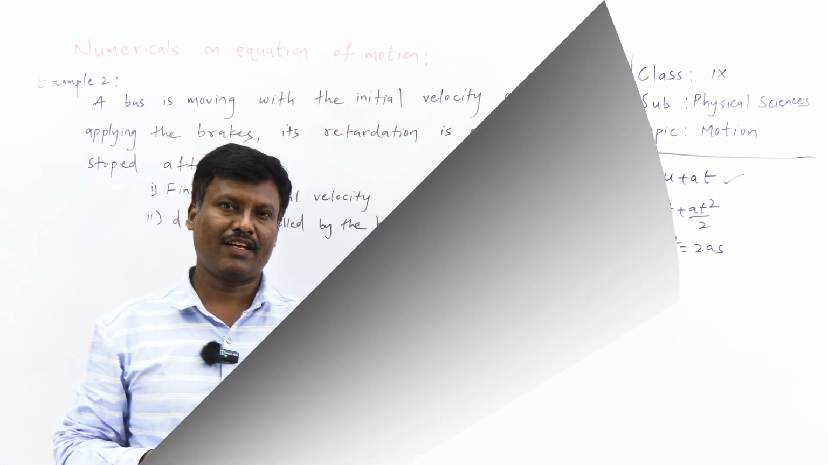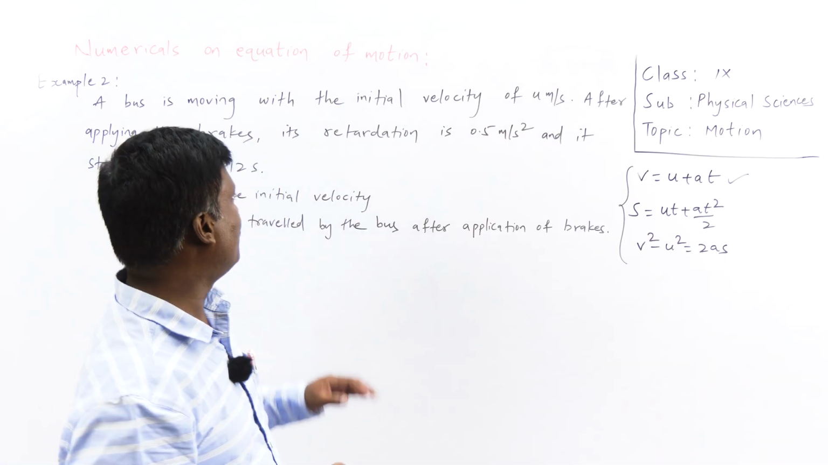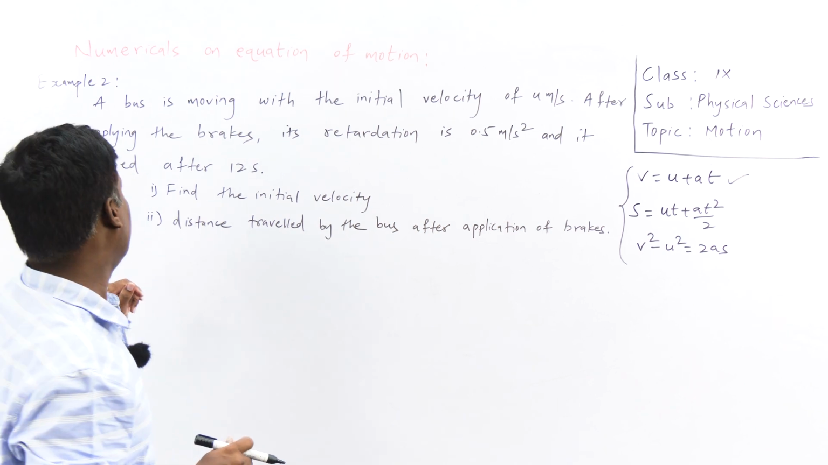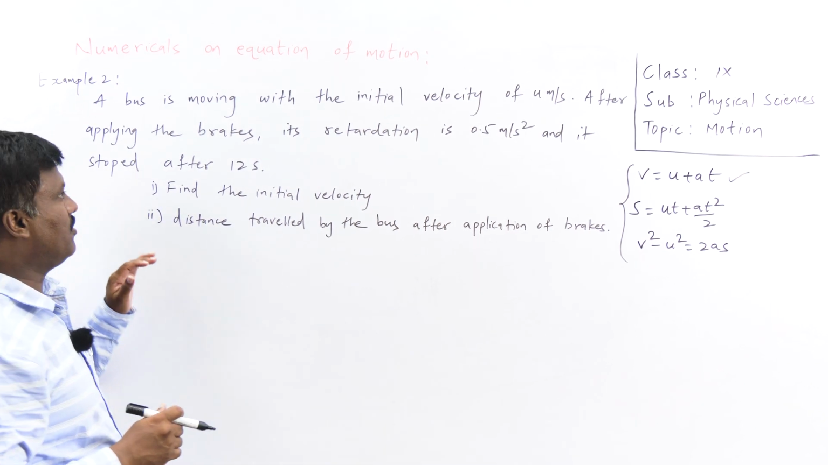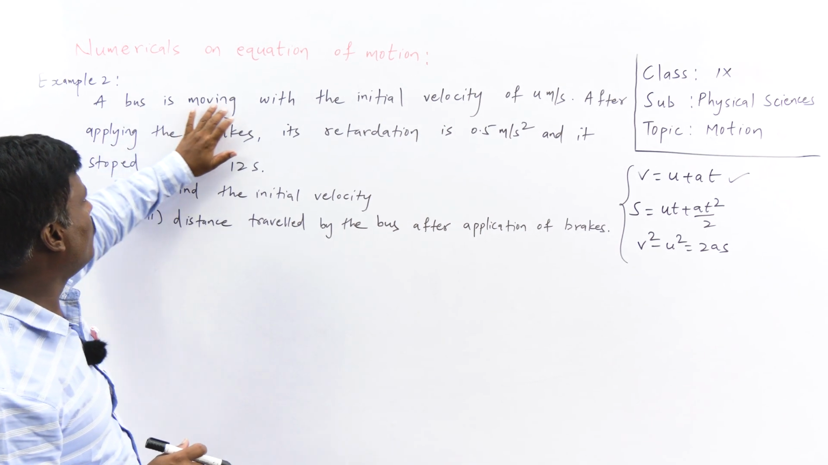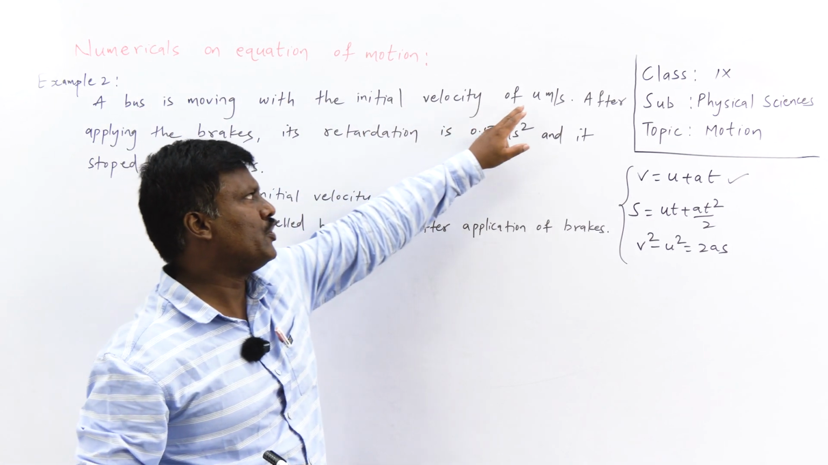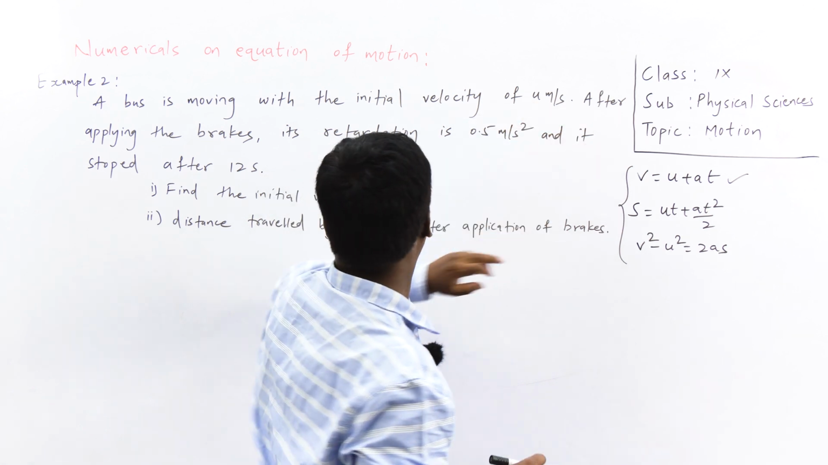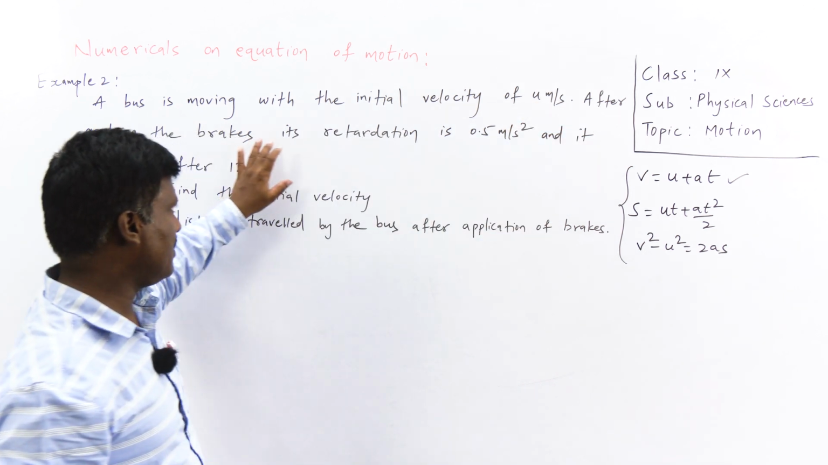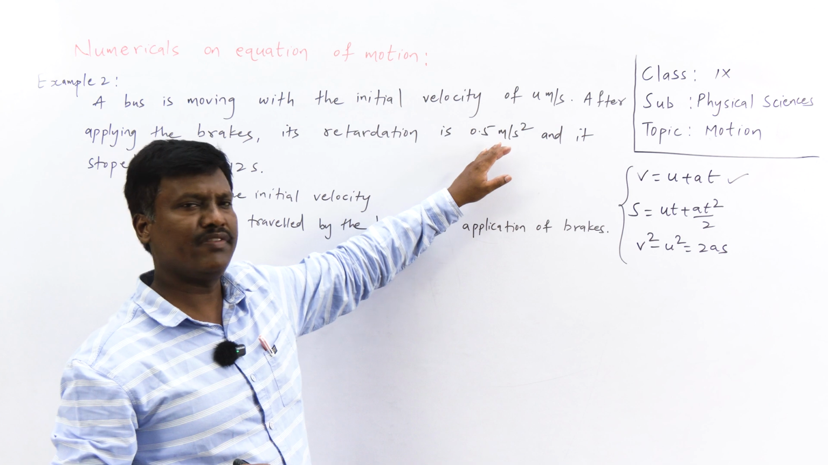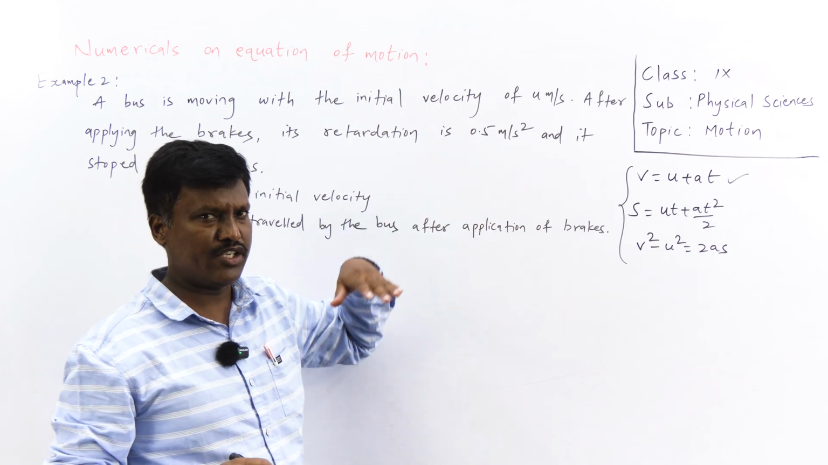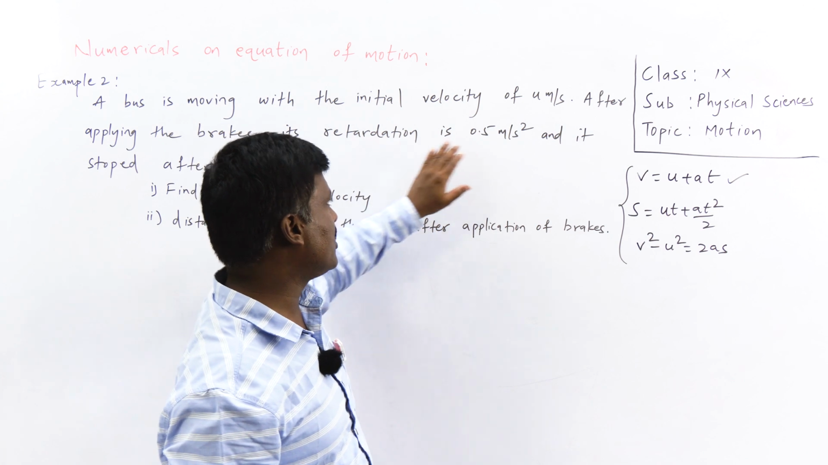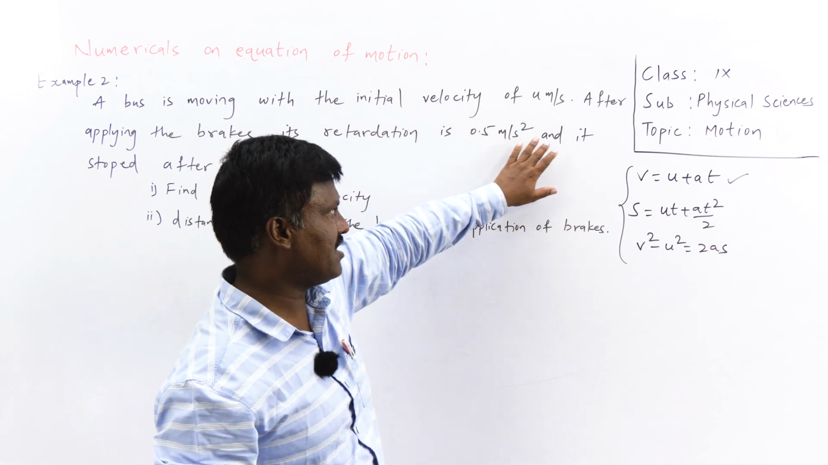Okay, here we have another problem. This is example 2, which is given in the textbook. So first we shall understand the problem. What is given? A bus is moving with the initial velocity u meter per second. After applying the brakes, its retardation is 0.5 meter per second square. After application of brakes, it comes to rest. So that is called deceleration. The deceleration value given is 0.5 meter per second square.